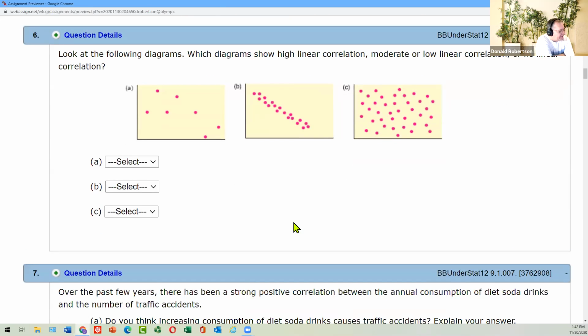Okay, here's 3 more. What do you think B should be? And here are the choices.